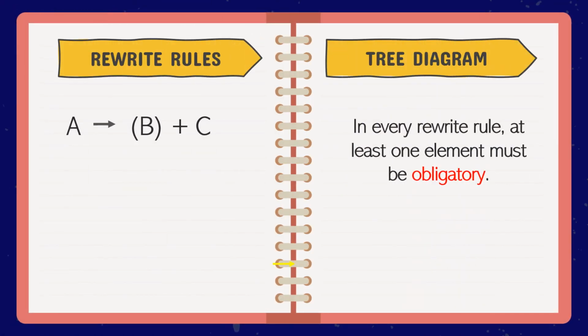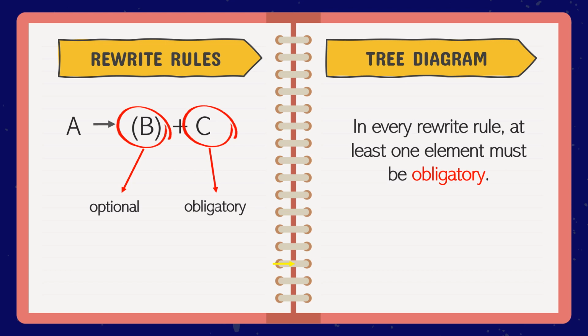The phrase structure rules also allow for choices. The optional choices are indicated with parentheses. This rule reads that A is expanded as optionally B and obligatory C. Now, in every rewrite rule, at least one element must be obligatory.